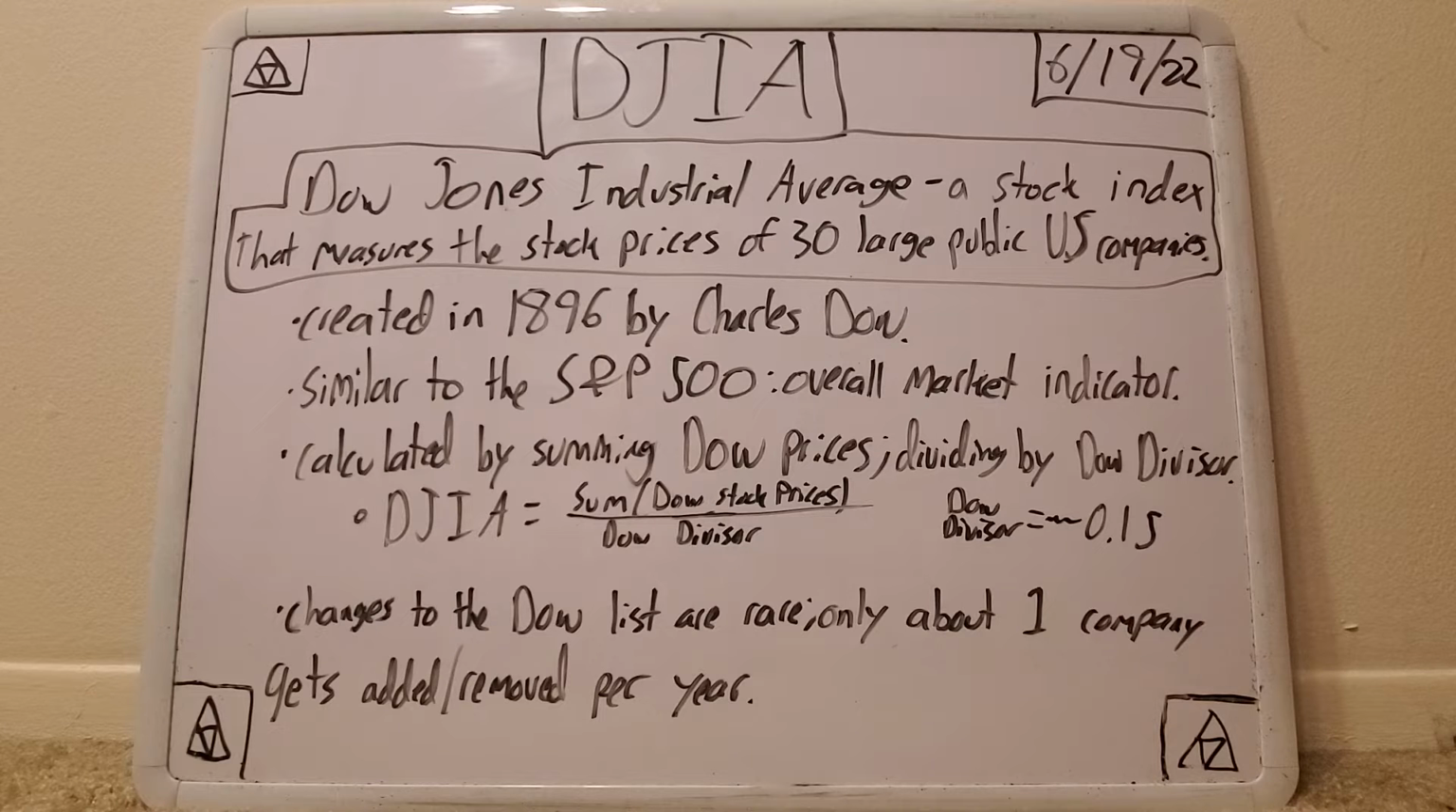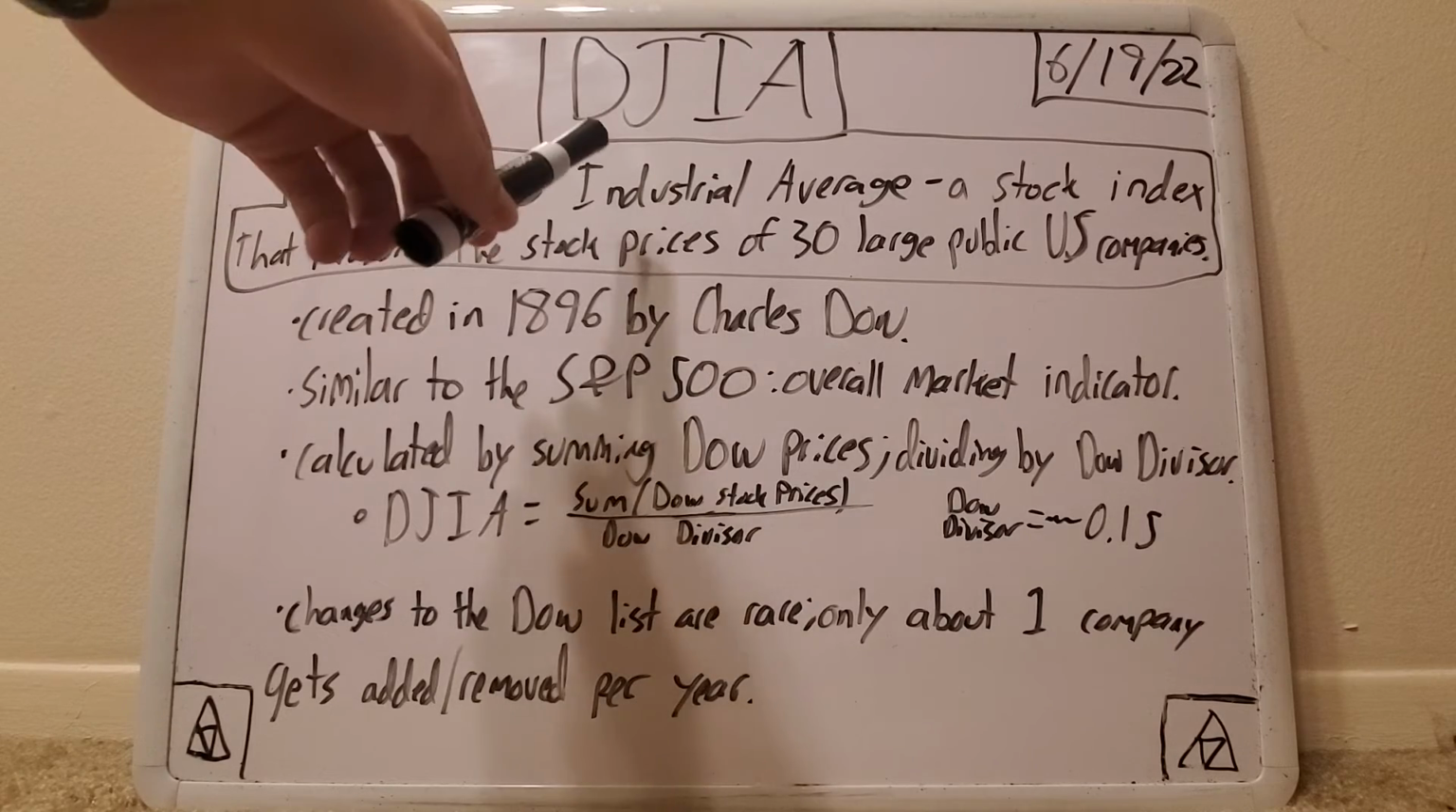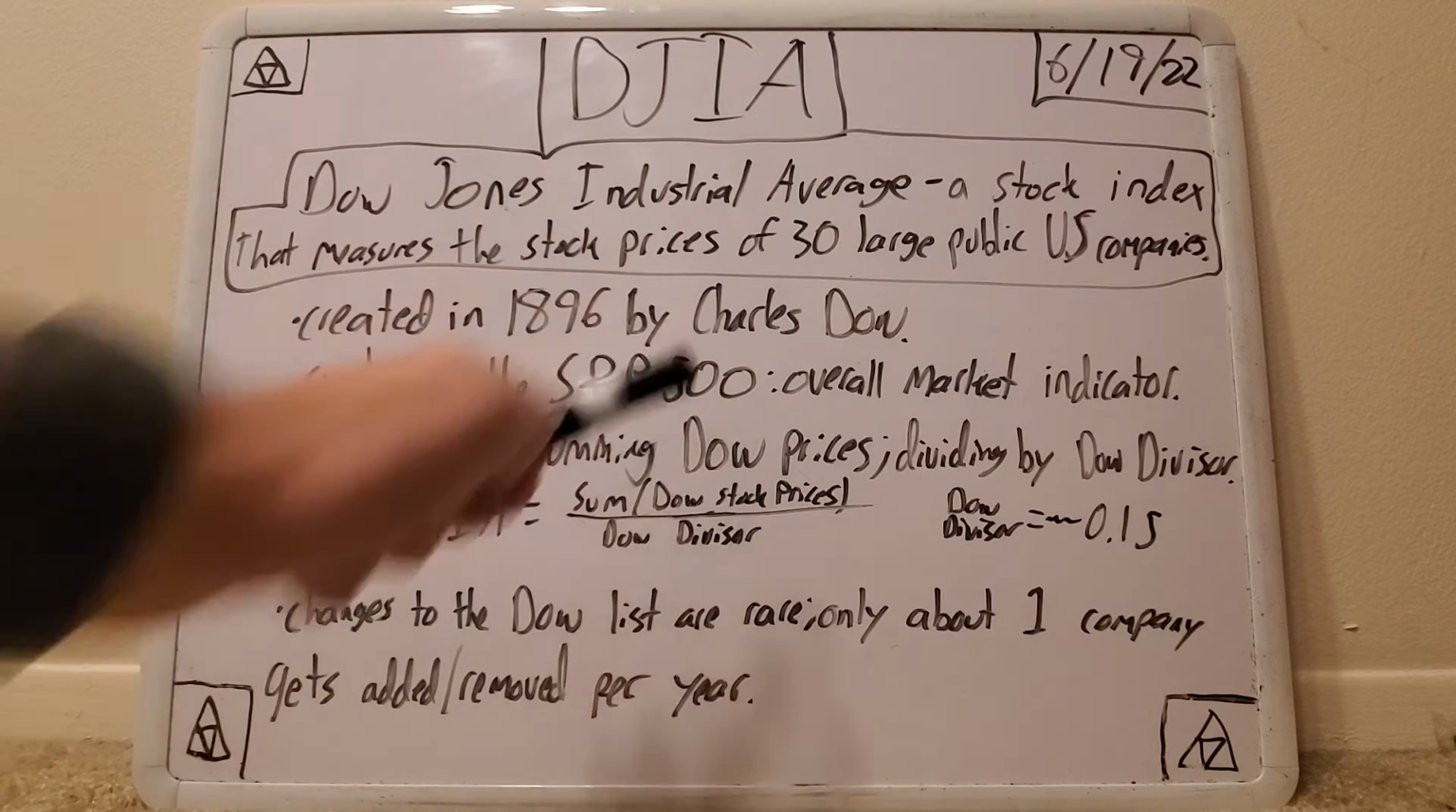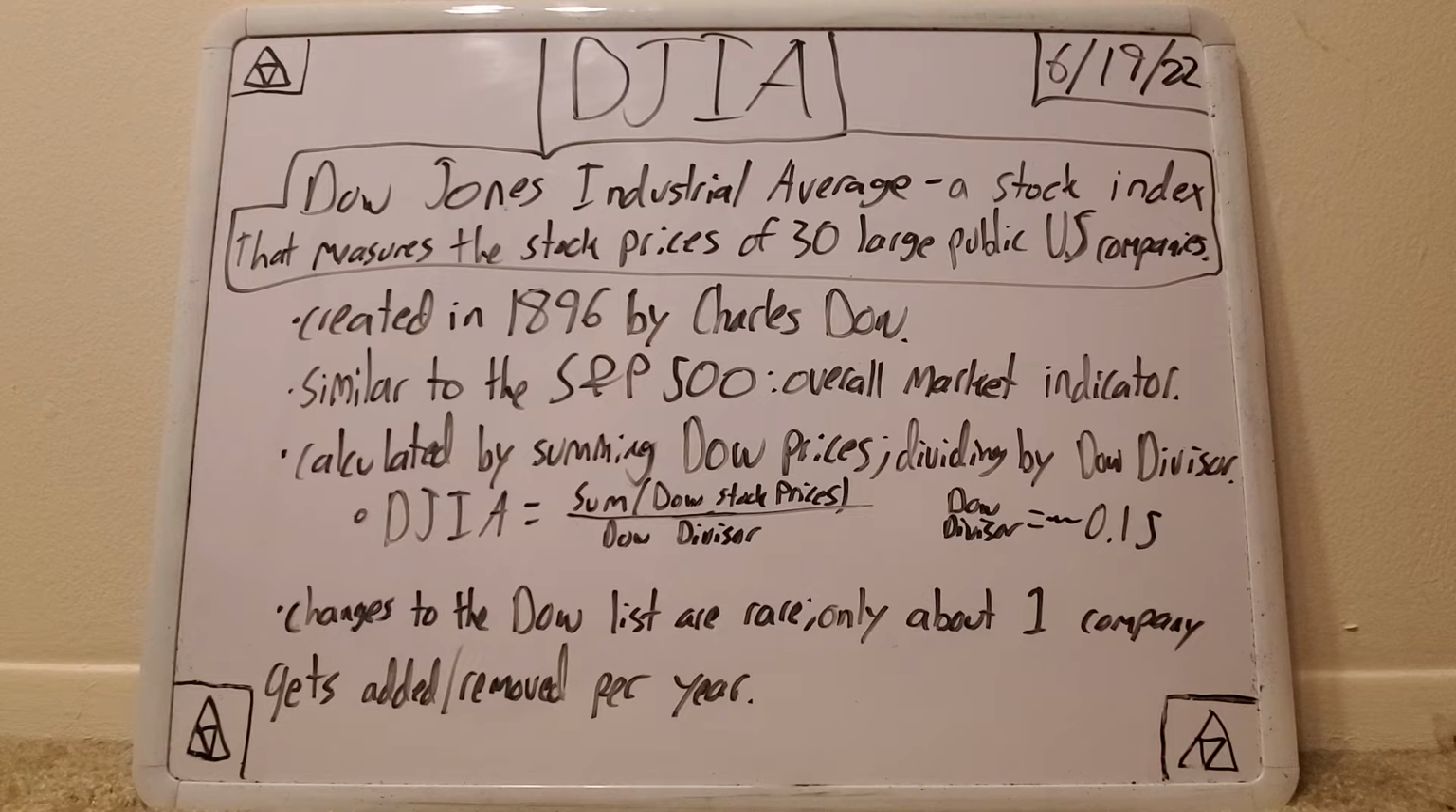It is similar to the S&P 500 in the respect that it is kind of an overall market indicator. So basically when the S&P 500 increases, the Dow Jones will do the same and vice versa. They are pretty positively correlated with one another, even though the Dow Jones only has 30 companies and the S&P 500 has 500 US companies.